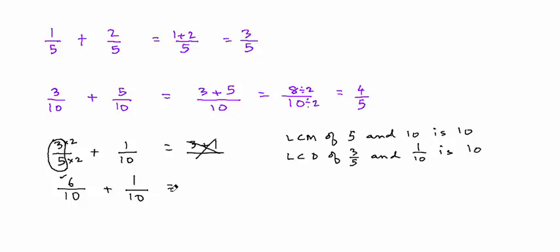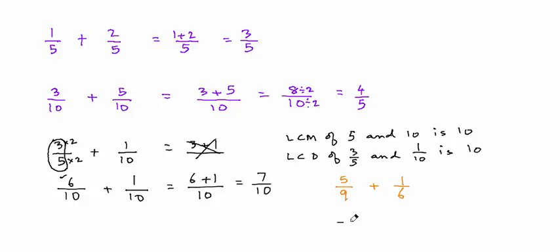6/10 plus 1/10 is equal to, now they're on the same denominator, so we could do a 6 plus 1 on the top and keep the same denominator. Therefore, this is 7/10. 3/5 plus 1/10 is 7/10. Let's try another one. Let's try and add the fractions 5/9 and 1/6. They are not on the same denominators, therefore we cannot add the numerators as they are right now. The least common multiple of 9 and 6 is 18.